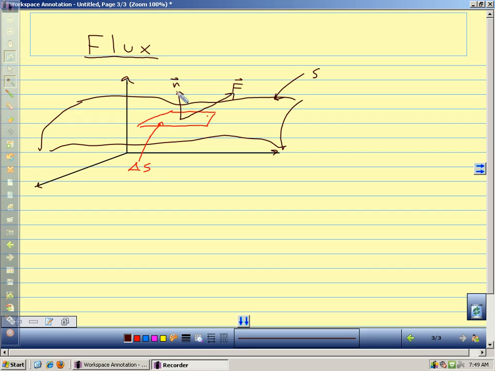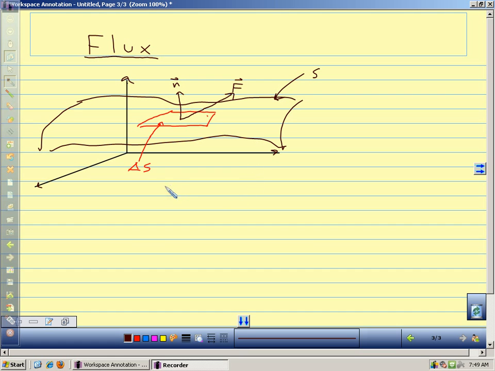Well, if we think of delta S as the base of a little prism, the volume that's flowing through there is the base times the height, and the height is going to be given to us by F dot n. F dot n gives us the component that's flowing perpendicular to the surface. So if we take the dot product of F with n, that gives us the amount of liquid that's flowing through in the normal direction.